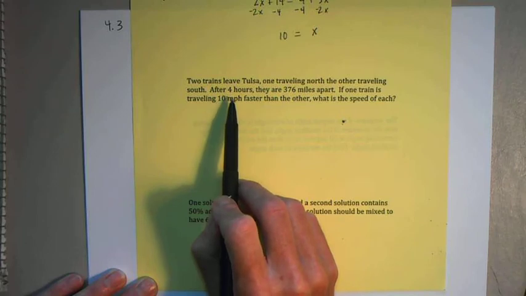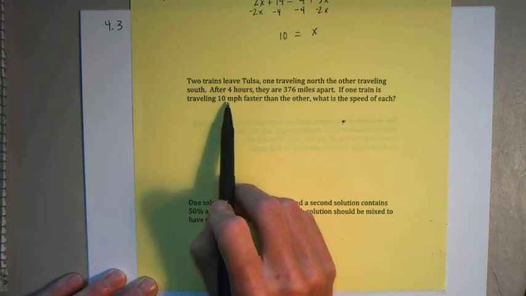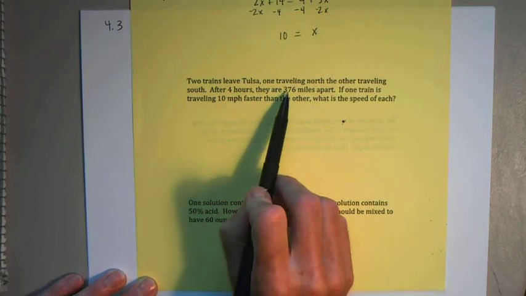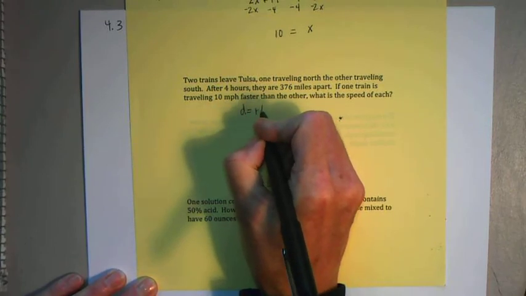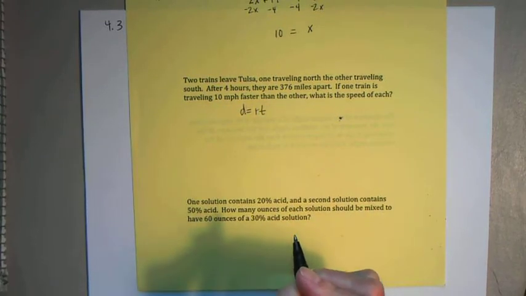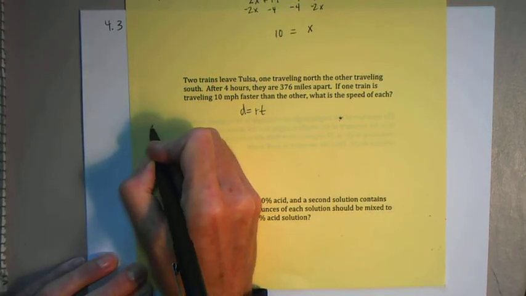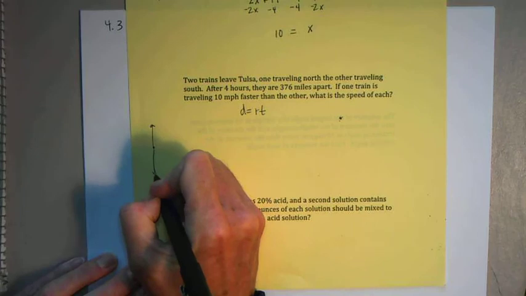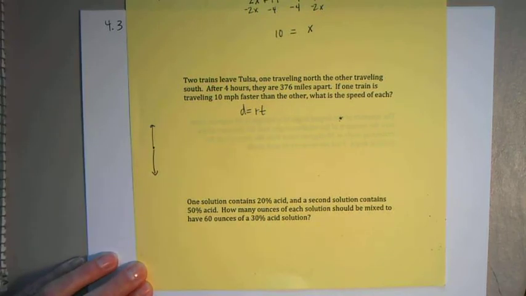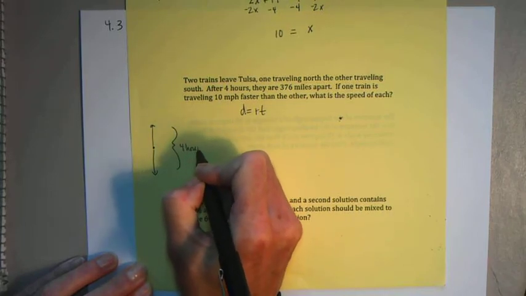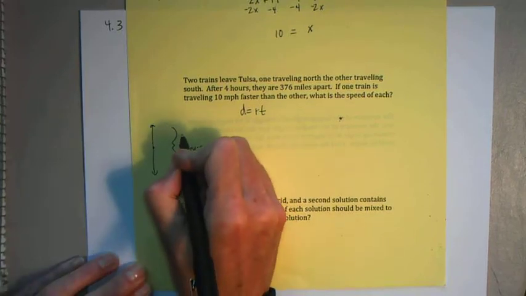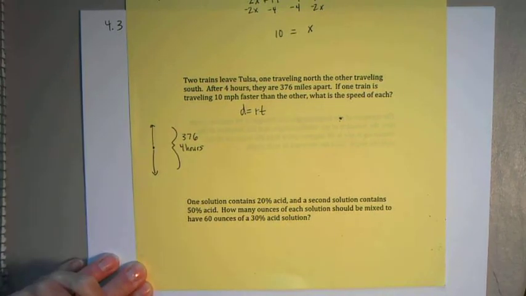So, do any of you know an equation that relates rates, times, and distances? Some of you are probably saying it. It's distance equals rate times time. So, I have 2 trains. One's going north and one's going south. And after 4 hours, so I got a time. I know that they're 376 miles apart. But here's the clincher. One train is traveling 10 miles per hour faster than the other.